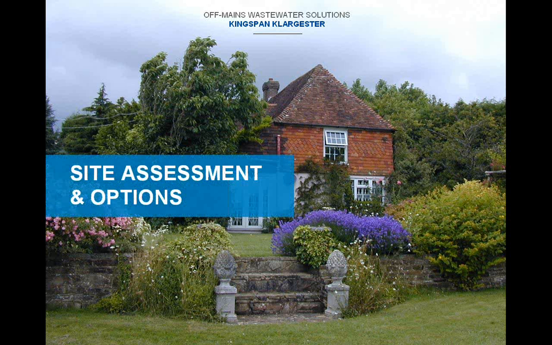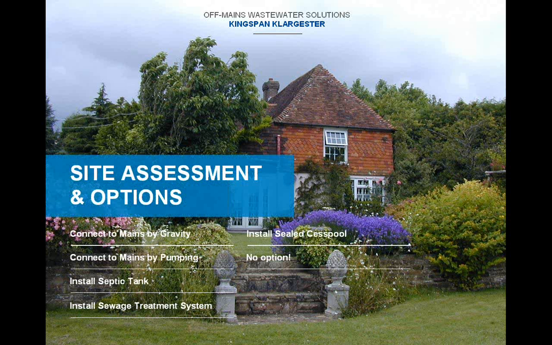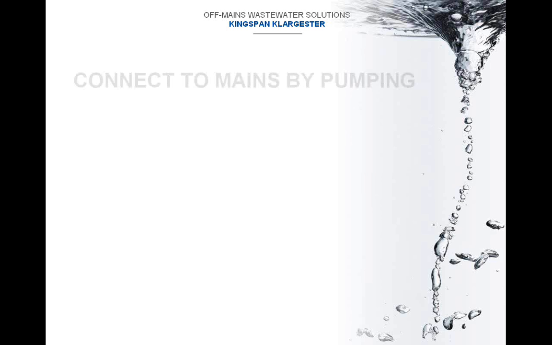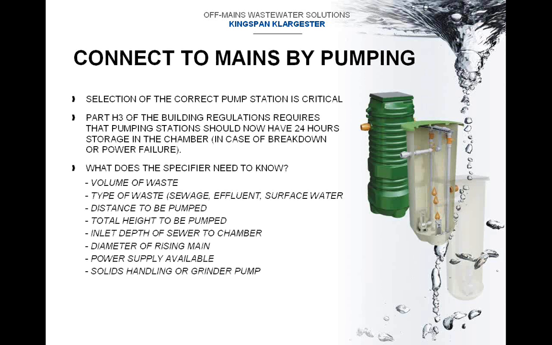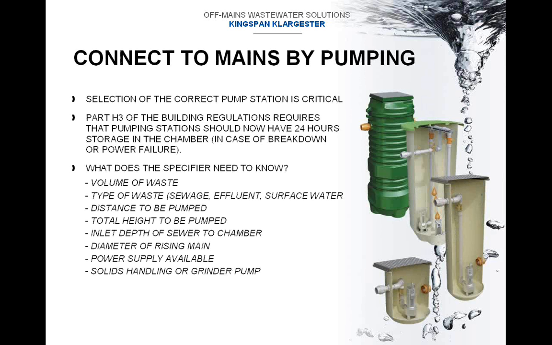Site assessment and options. The first thing to look at would be, can we achieve connection to mains drainage? The first thing the Environment Agency would ask is, can we achieve this? So if we cannot achieve this by gravity, the first thing we'd look at is a pumping station. Now the selection of the correct pumping station is critical. Part H3 of the building regulations requires that the pumping stations should now have 24 hours storage in the chamber in case of breakdown or power failure.